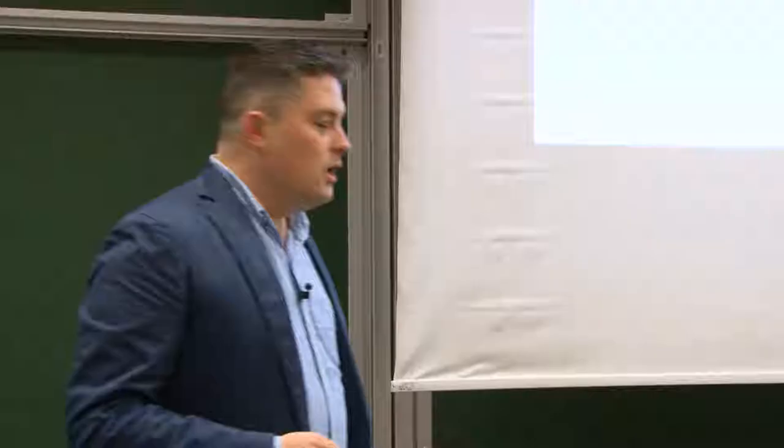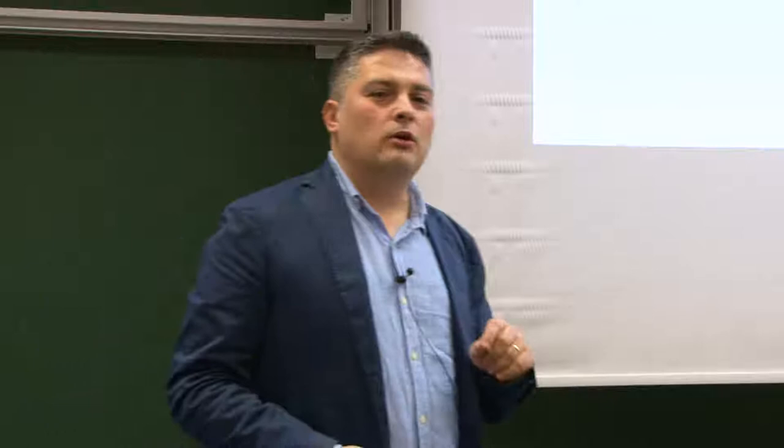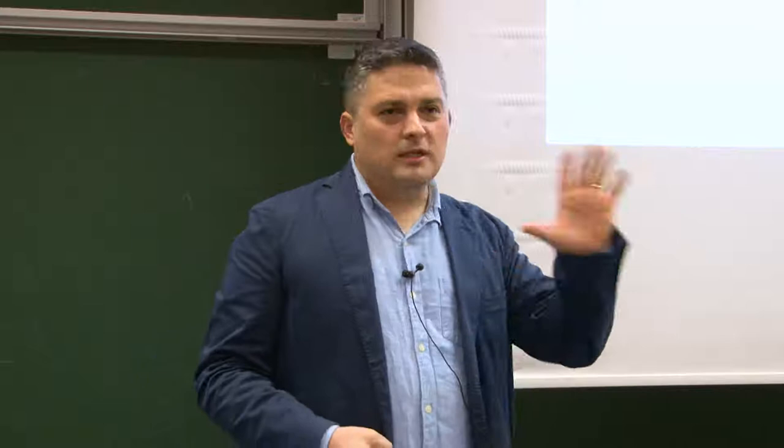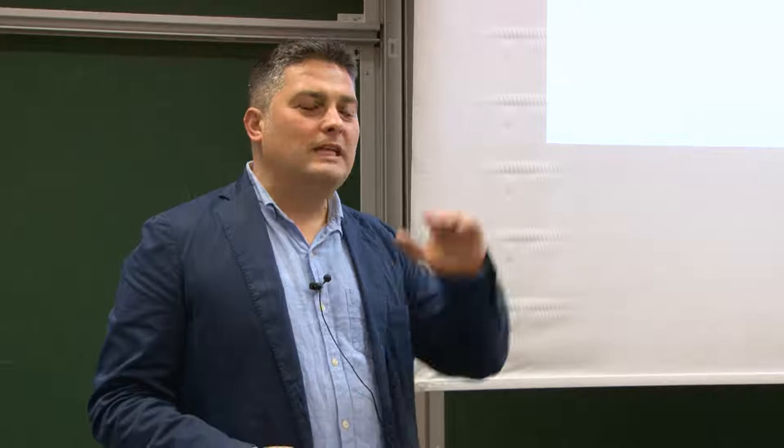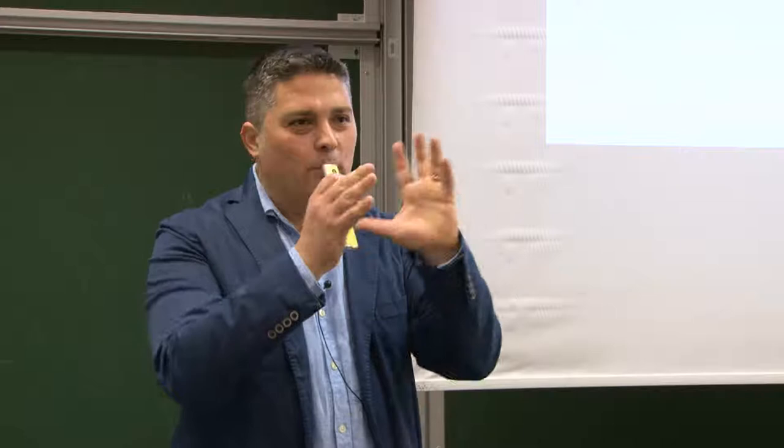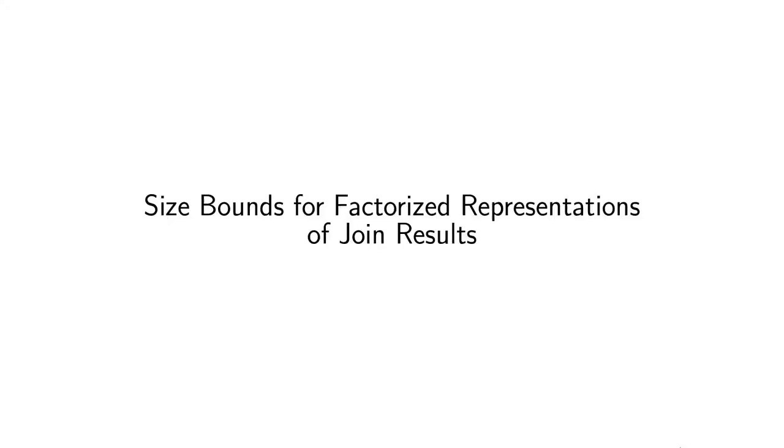So now let me tell you a slightly different story. This is a story where we account for these sizes. These sizes exist. We cannot do better than this unless, instead of doing a listing representation of the result, I mean, tuple by tuple, we have a much nicer, compressed representation of the data. That may be way more compact. And that is what I call a factorized representation. So let me go back and show you this.